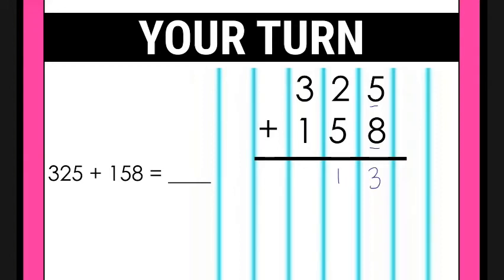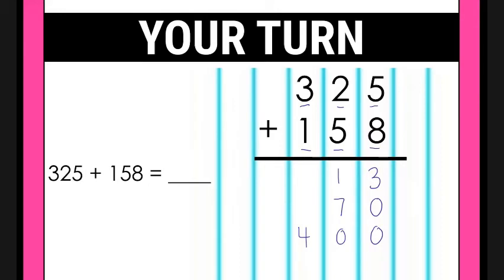Now let's move on to our tens. We have 2 tens plus 5 tens. Write down your answer for that one. Remember, you're going to write it right underneath where you wrote your answer for your ones. Did you get 70? And now finally, let's add our hundreds. We have 300 plus 100. Write that underneath your tens. Do you have 400?